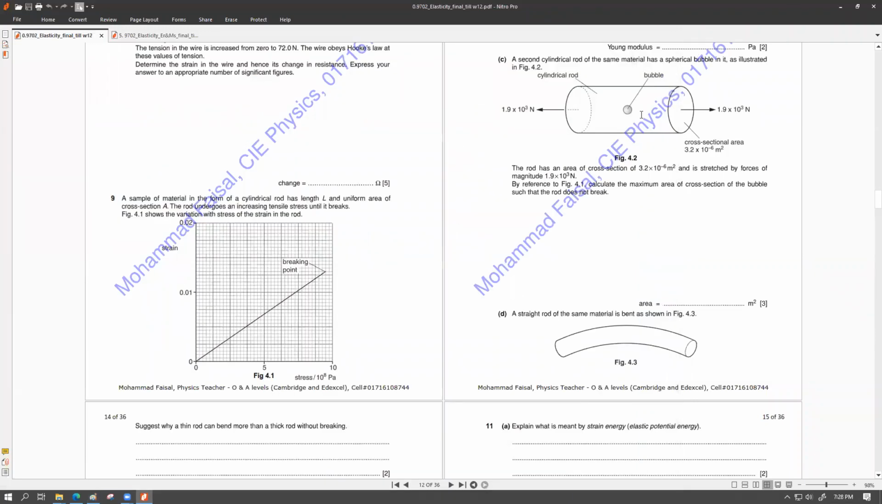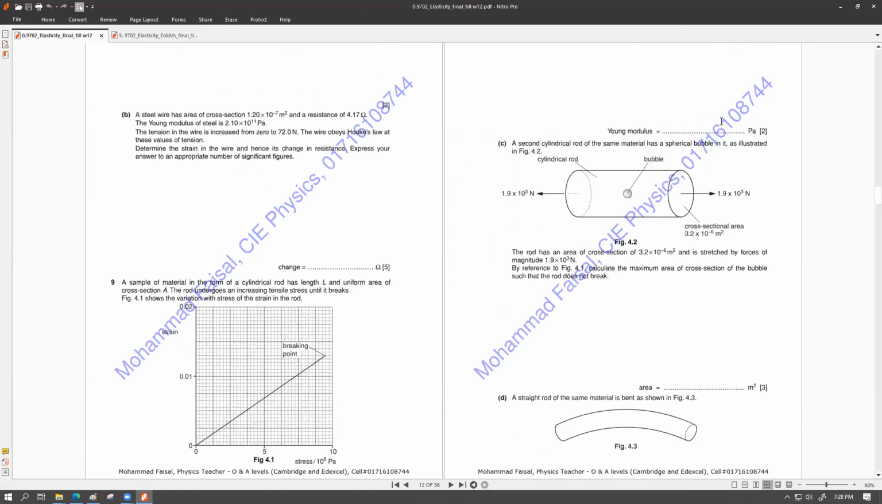Here in this question, they say that the Young's modulus calculator, how much data? Anyone?